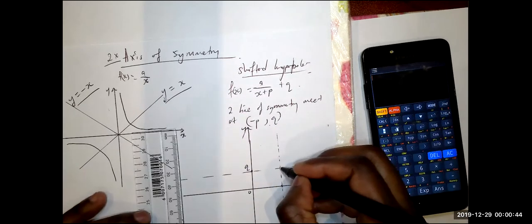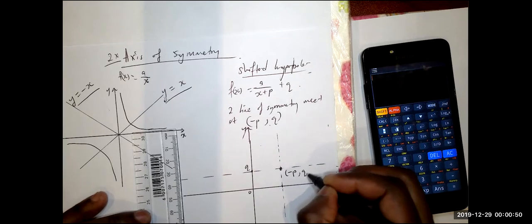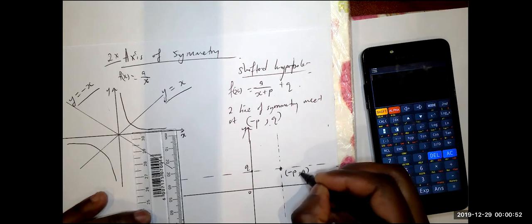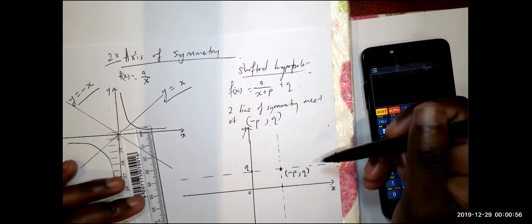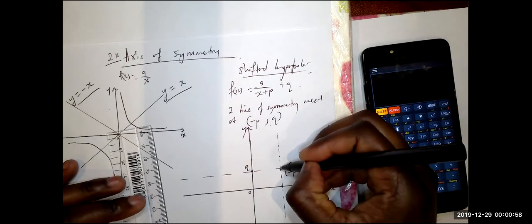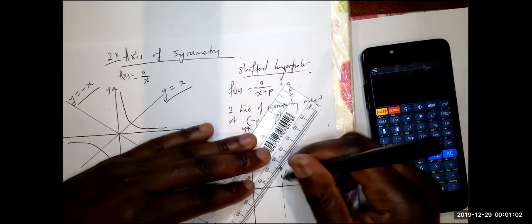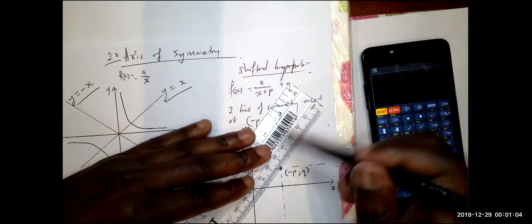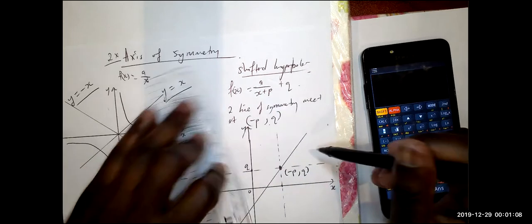Now, this point of intersection here, the coordinates there are negative P and Q. It is always negative P and Q in your equation. So you must understand that once you have these two points, you will now be able to say, all right, my lines of symmetry are these two lines here.